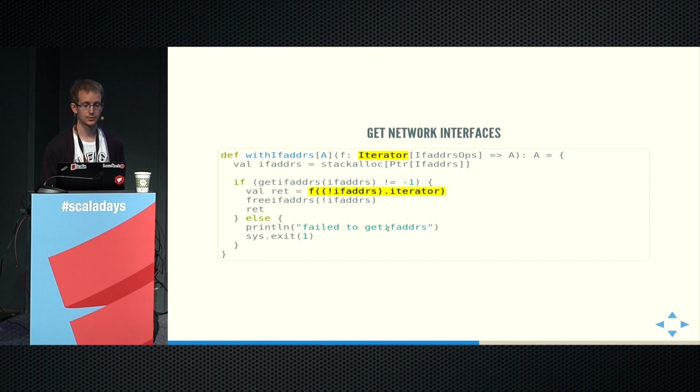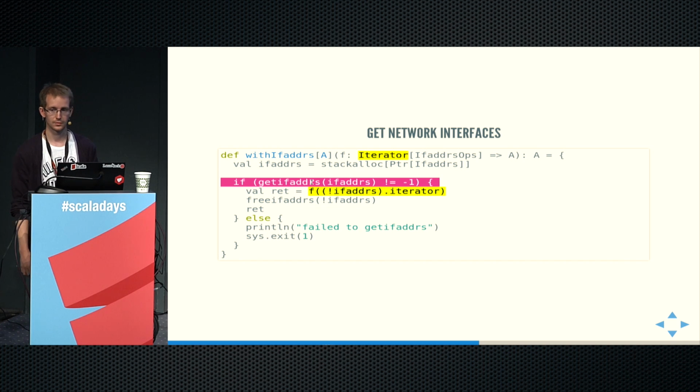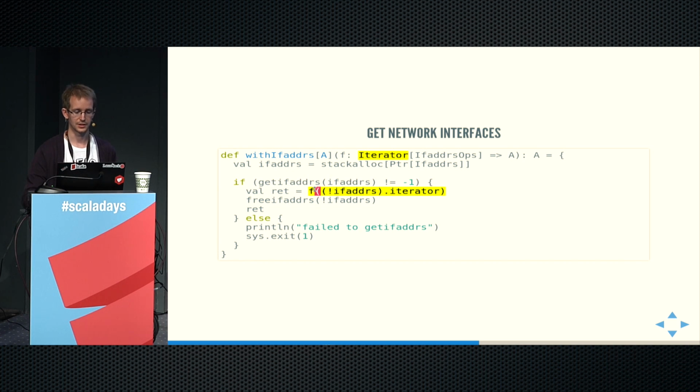So now that we know how to represent an interface, let's see how we will interact with them. Here we're defining a higher order function that will take an operation to do on the iterator of interfaces and produce some result. We allocate some memory to hold the pointer for the interfaces, and we retrieve all of them from the operating system. If everything goes all right, we get a return value different from -1, that's in the doc for this function, and we will apply our function on the interfaces that we just retrieved. Then we free the memory for the interfaces and return the value that we just computed.